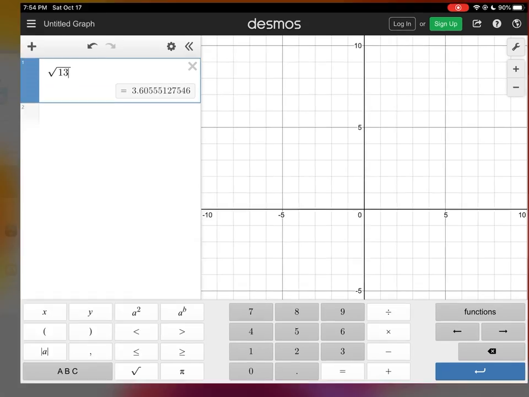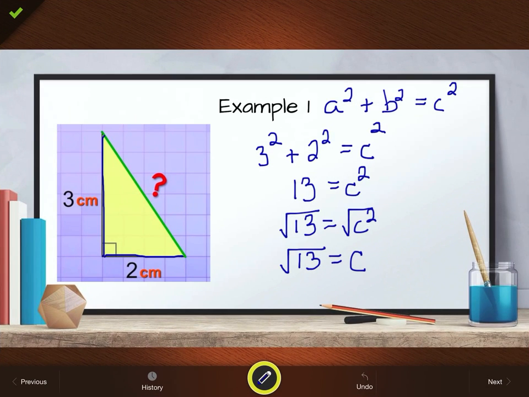But if they wanted the decimal, then we would say that the hypotenuse comes out to be 3.6. We're going to round to the nearest tenth. In the directions, I will usually tell you what to round.